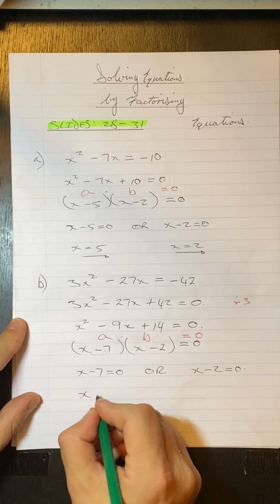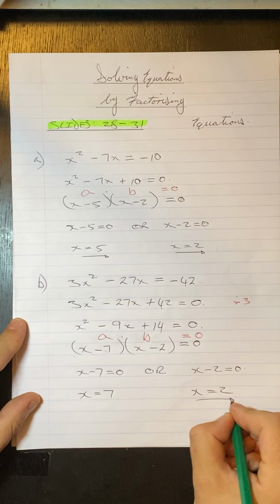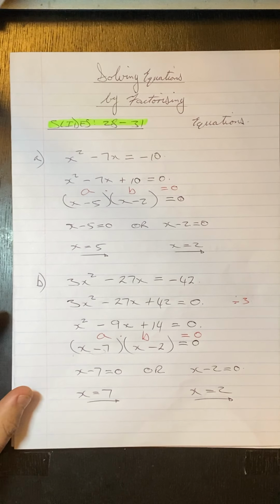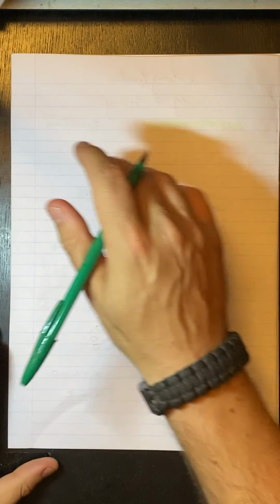And solve for this, x is equal to 7, x is equal to 2. All right, so not too bad so far. Our last example is going to be a little bit tricky, grade 9, so just hang in there, and let's see how we can do this.